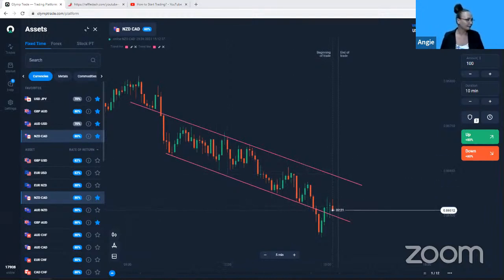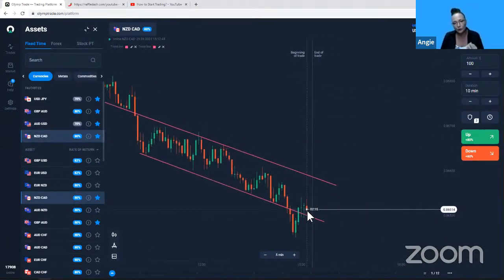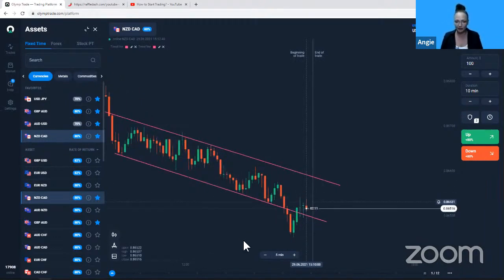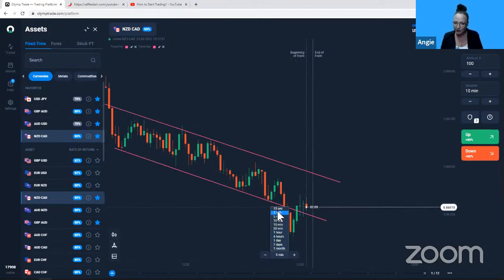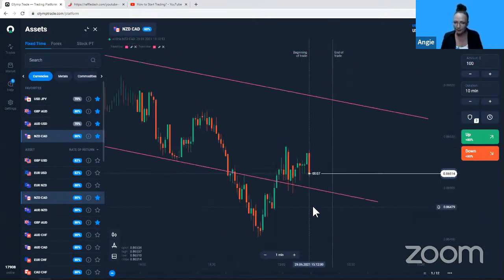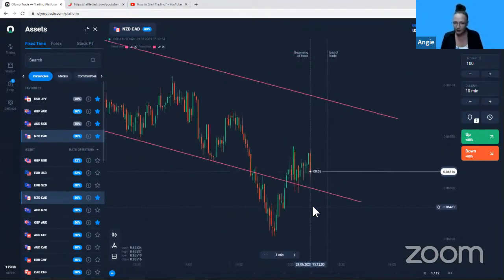And give me just a brief second here. So basically what I wanted to do is you want to trade up from this level of support or trade down from this level of resistance. Let me just drop down to a shorter time frame to see.